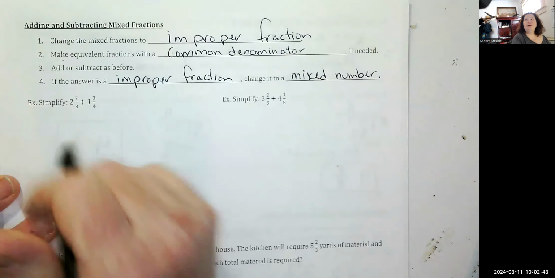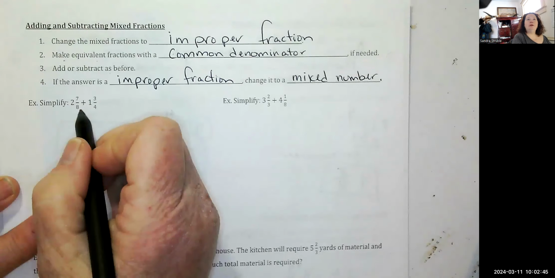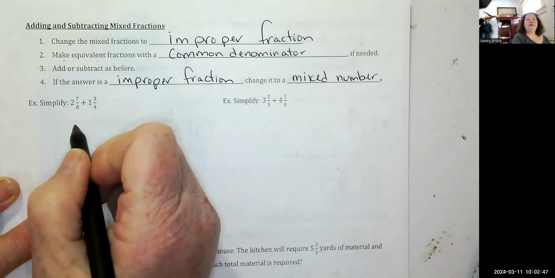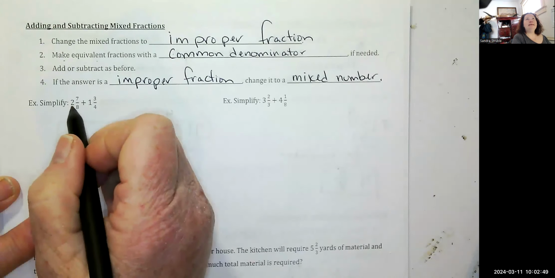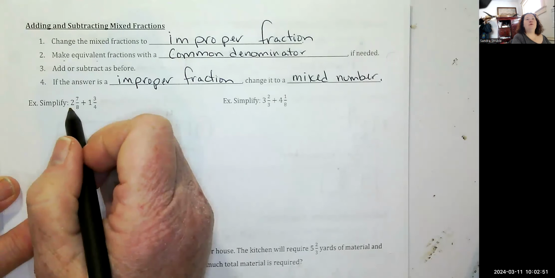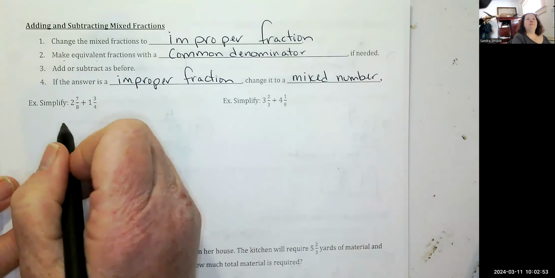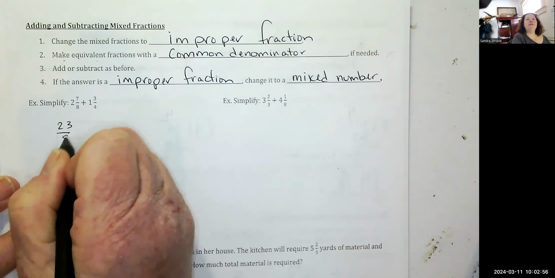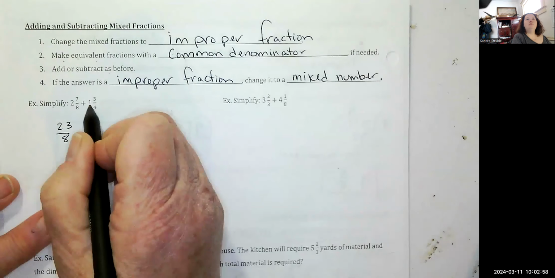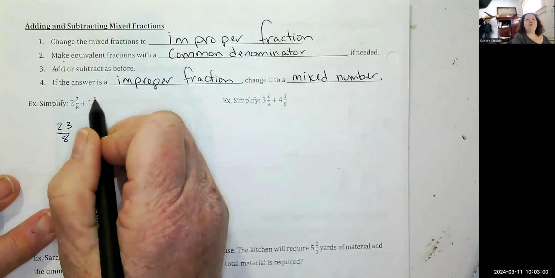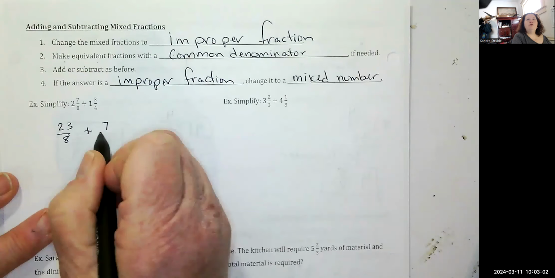All right. 2 7/8 plus 1 3/4. I'm going to do this one, then you're going to do the next one. 2 7/8, we're going to go around the world. 8 times 2 plus 7. 8 times 2 is 16. 16 plus 7 is 23 over 8. Plus 4 times 1 is 4. 4 plus 3 is 7 over 4.